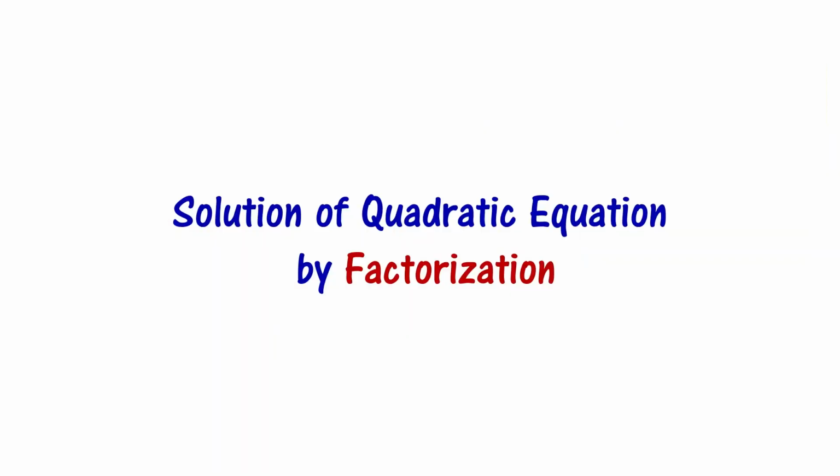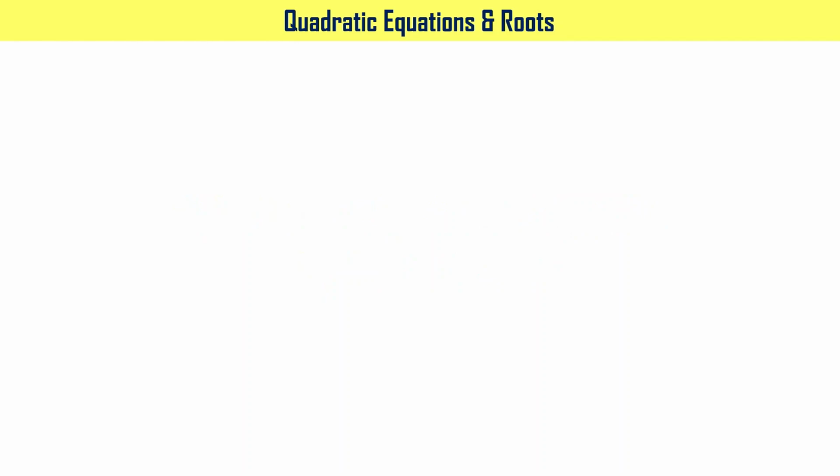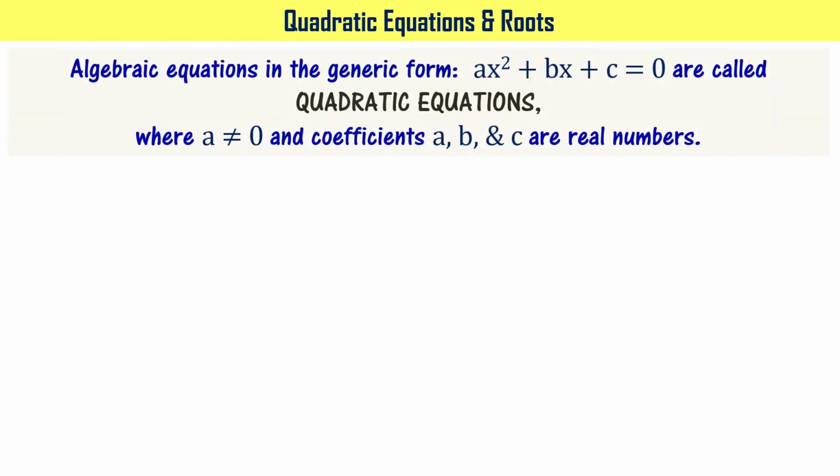Till now we have seen real world examples of quadratic equations, right? Now let's try to solve those equations using factorization method. Let's quickly recall what we learned about quadratic equations. Algebraic equations in the generic form ax square plus bx plus c equal to 0 are called quadratic equations, where coefficients a, b, c are real numbers and a is not equal to 0. If a equal to 0, then this equation becomes a linear equation. Please take a note of that.